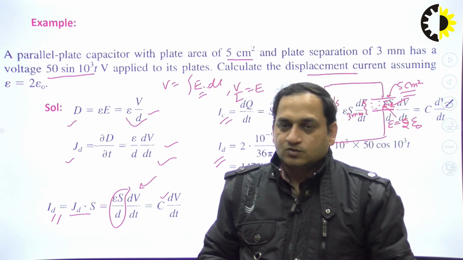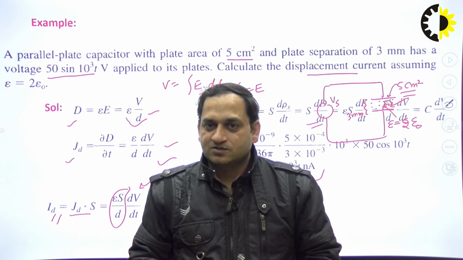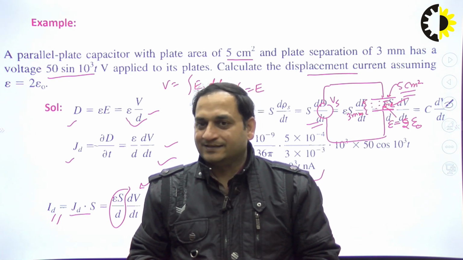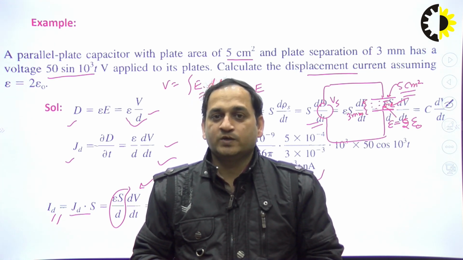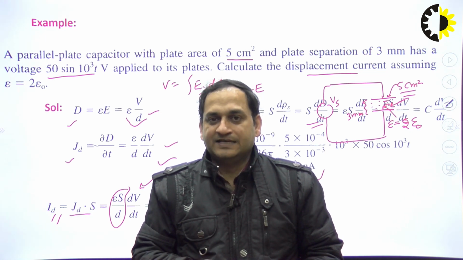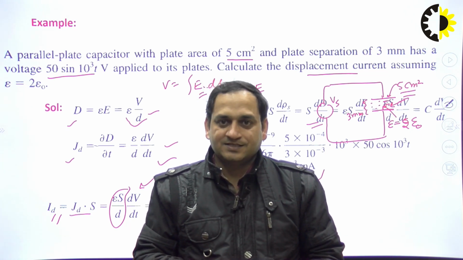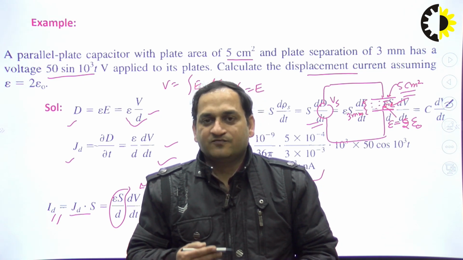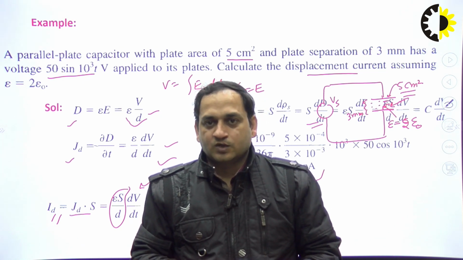So this was the concept we have just gone through about IC and ID: what the difference is between these two, in which case we need to find IC, and in which case we can find ID. I hope this point is clear to all of you.